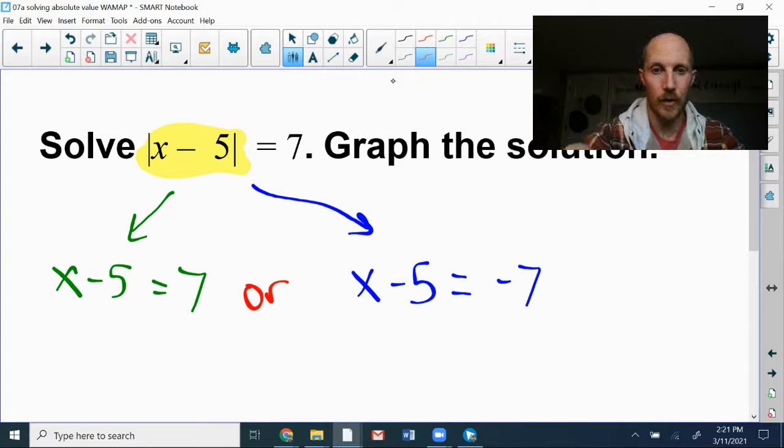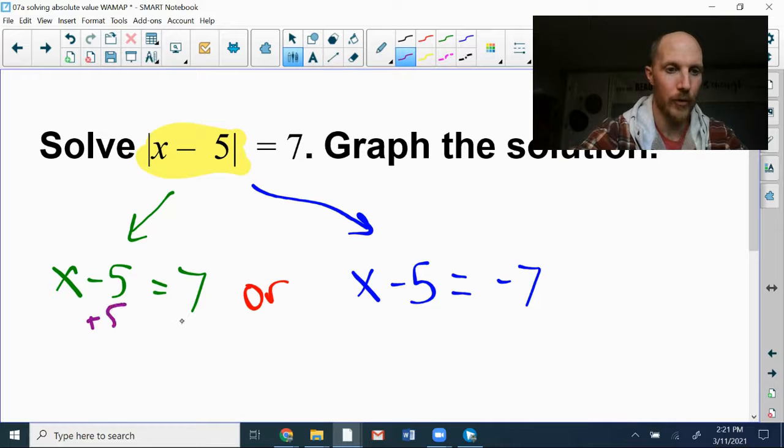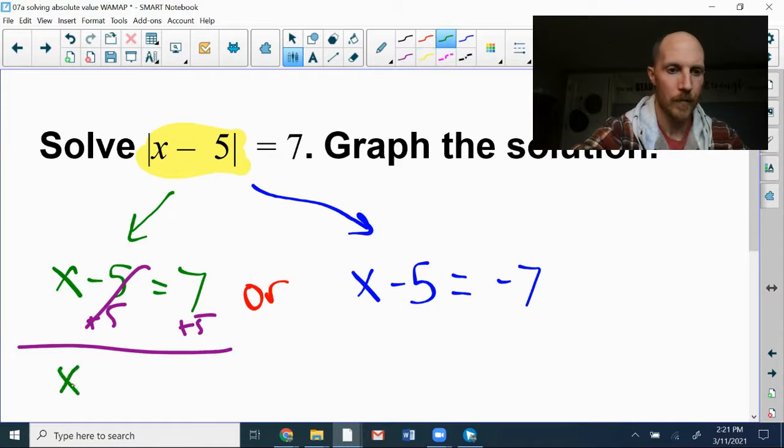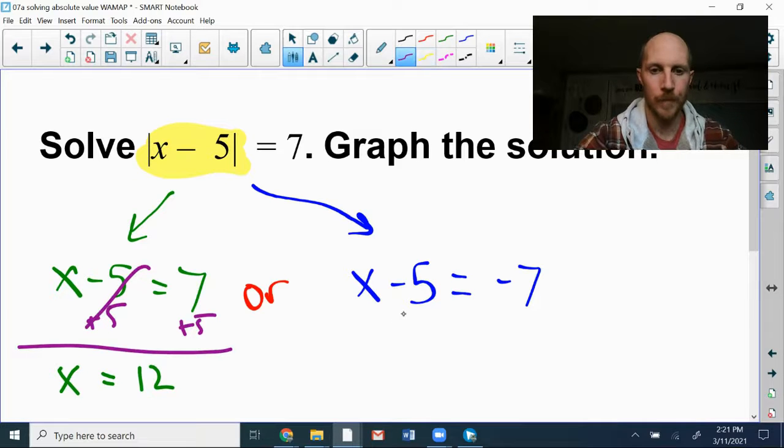And now let's solve them one at a time. So I'm going to do the green one first. We're going to add 5. X equals 12. Now let's do the blue one. Again, we'll have the same steps here, but we're going to get totally different numbers. So I'm going to add 5 to both sides.